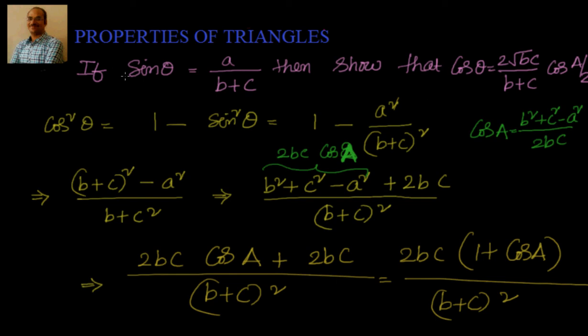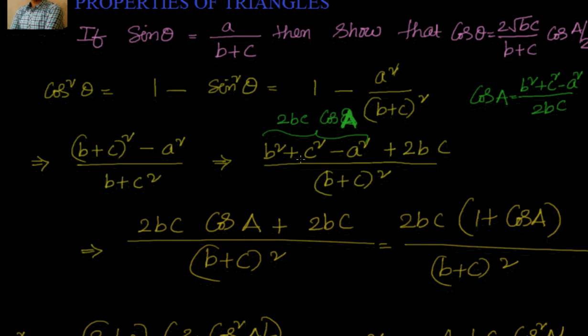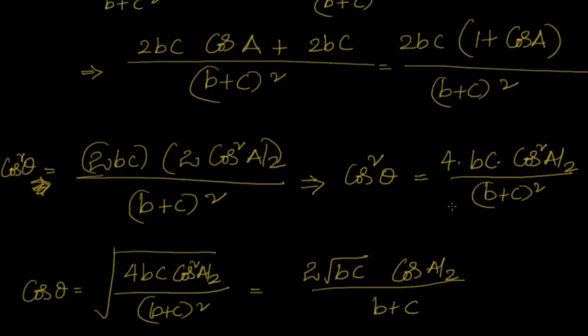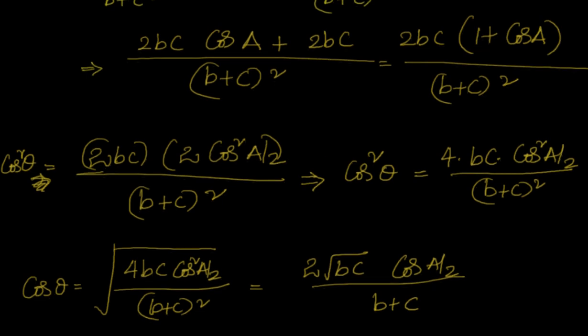What have we done? We know sin theta equals this. We know the identity sin square theta plus cos square theta equal to 1. So we simplified that and kept it in the form of cos square theta. Cos square theta is 1 minus sin square theta. When I expand, I see that this is equal to 2bc cos a, because the law of cosines says that b square plus c square minus a square is 2bc cos a. Now I have applied the formula 1 plus cos a equal to 2 cos square a by 2. If I take the square root, I get 2 root bc into cos a by 2 by b plus c.